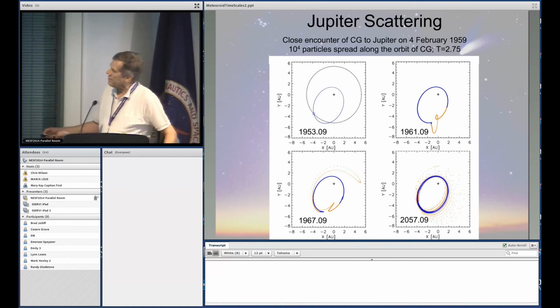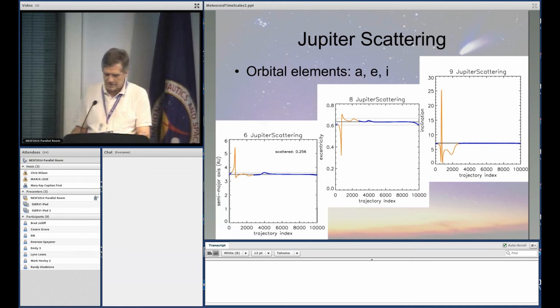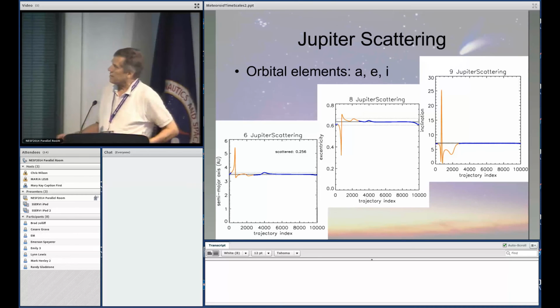About an orbit later, a gap has developed and particles are spread around already significantly. And about 100 years later, the ring has closed again, the gap has closed again and widened somewhat, but the red particles are scattered into interplanetary space. We look a little bit closer.